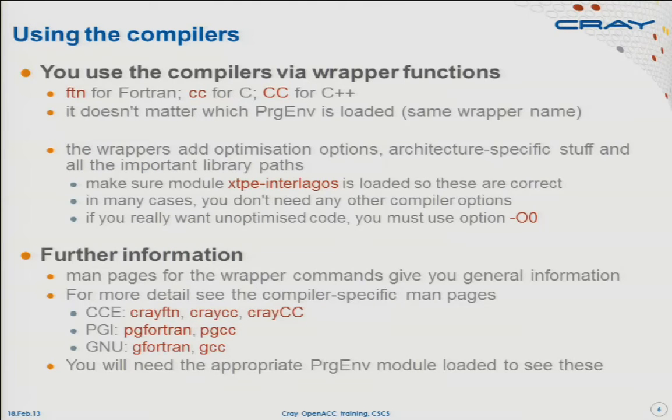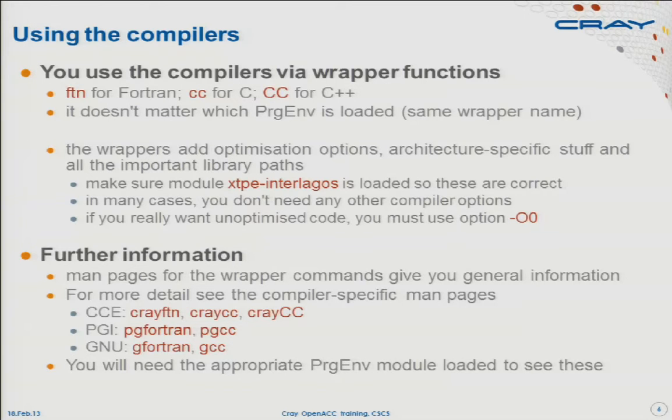When you actually use the compiler, there are some wrapper functions that you use: FTN for Fortran, CC for C, capital CC for C++. You use the same wrapper name, whatever compiler you're using. Doesn't mean all the compiler flags are the same, but you use the same wrapper name. Why should you use this wrapper? Because it takes care of a lot of the linking paths and special architecture flags and things that you need in order to run on this system. If you try to use the underlying compiler, it won't work because you won't have set up the paths correctly.